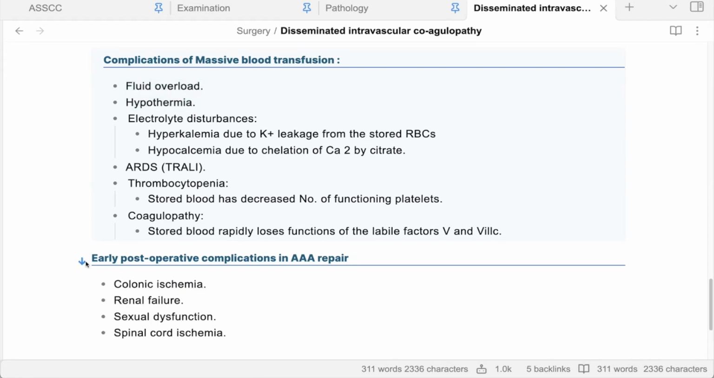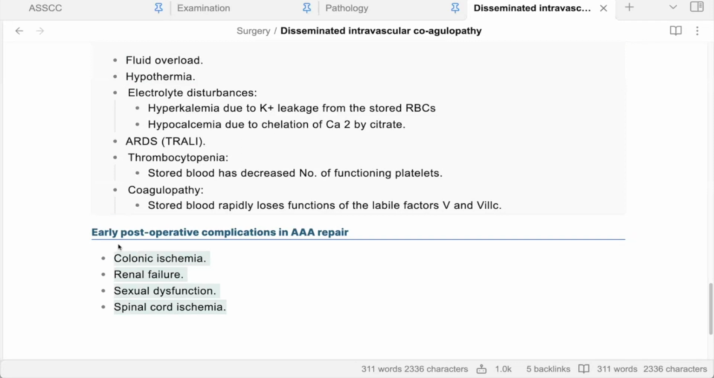So these are the 4 ischemic sites: colonic ischemia, renal failure, sexual dysfunction, and spinal cord ischemia.